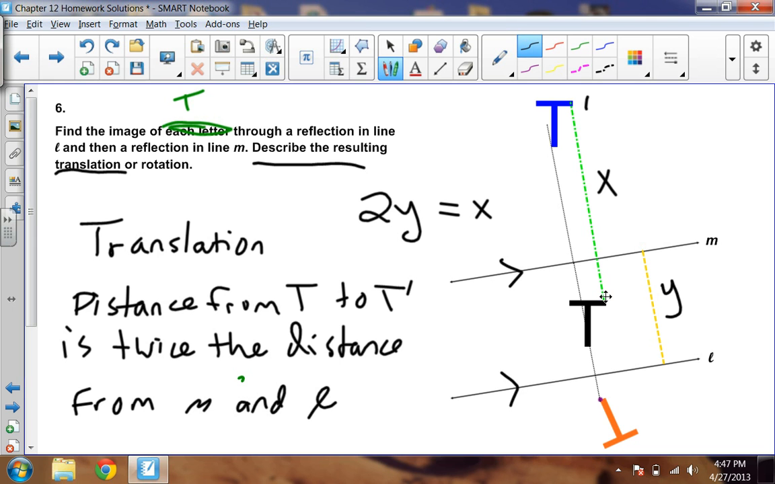Now, we've done problems where we started with this T, reflected it across here, and reflected it across there, and that's where we'd end up. We have never done one yet, at least as homework, where we reflect across one line all the way across the other like that. So at least you get to see a problem like it, and you get to see a description. Okay?